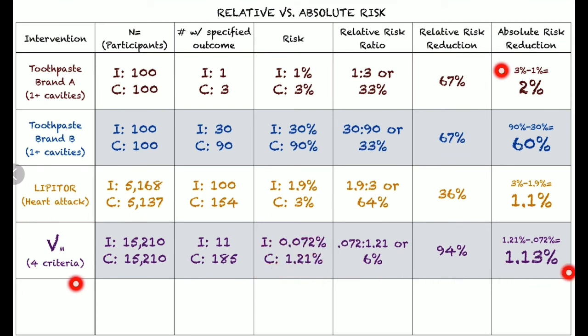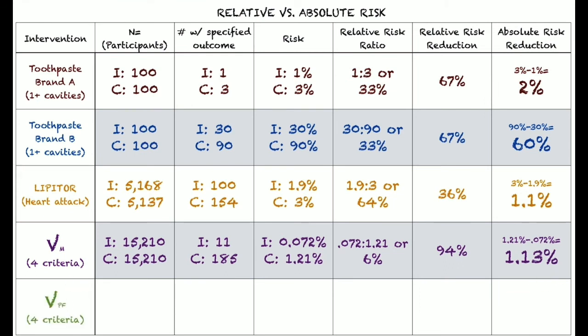Now, that's why this absolute risk reduction is so low, because if you do nothing, if you live your life normally, your risk of meeting these 4 criteria to have the specified outcome is only 1.2%. That's why the absolute risk reduction is so low. So let's take a look at another example.